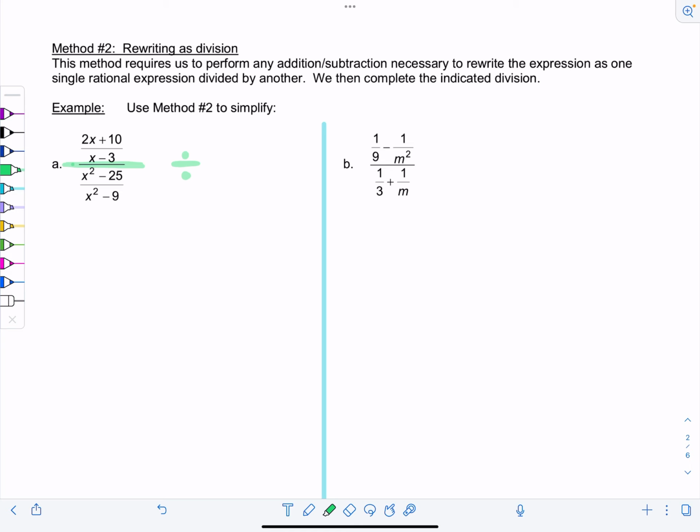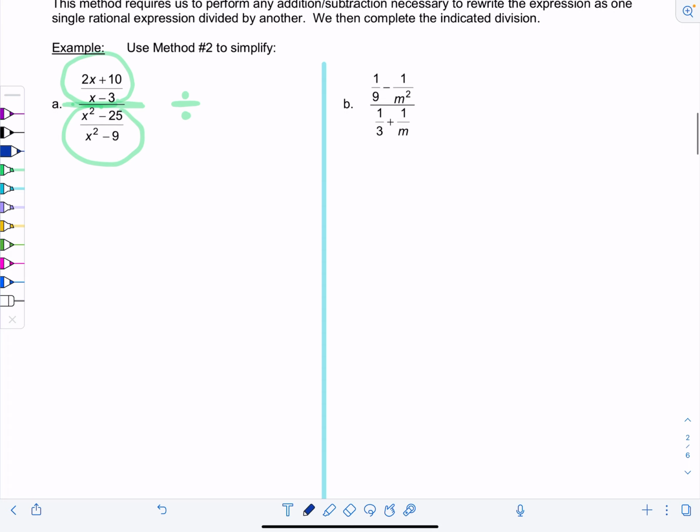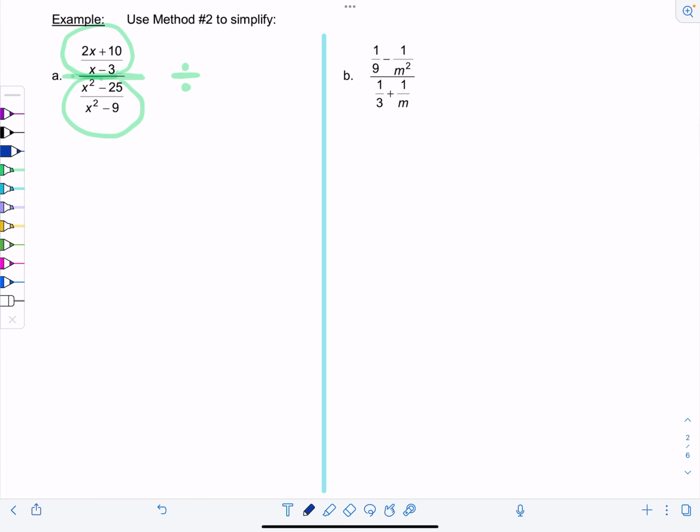It's just that before you get to that step, you have to make sure that your numerator is one term and your denominator is one term. In this case, you know what? It is already. So we can just jump straight to that step. We kind of lucked out. So this is a nice example where this method might be easier than the first way we simplified.